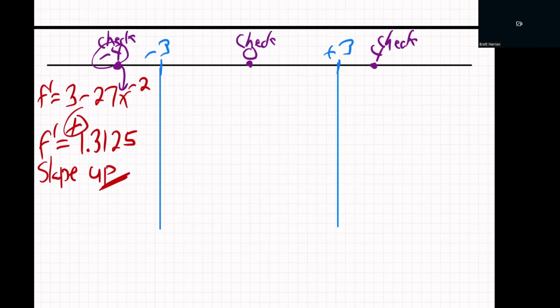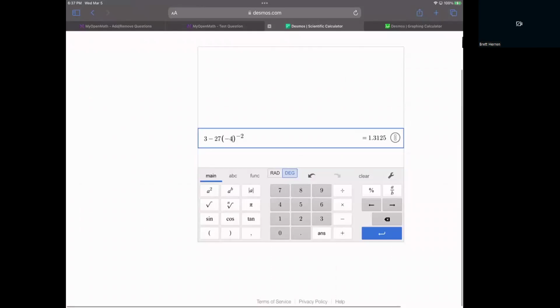Okay. Let's check the middle. Let's check zero. Same thing, first derivative. Just keep plugging into that same first derivative. This time I'm going to take my zero and put that in. Oh, zero is going to be a problem. If you put in zero, it's going to error because you can't take zero. Let me show you.